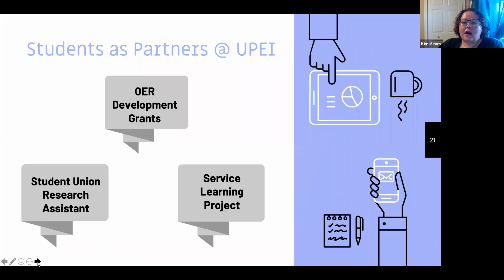So, students as partners, here are some examples at UPEI. We have development grants for OERs in which we provide faculty funds. And we have actually employed students to work in Pressbooks and be equal partners in the creation of OER. We also worked with the student union to hire a research assistant who did a survey of faculty on our campus to see who was using OER.